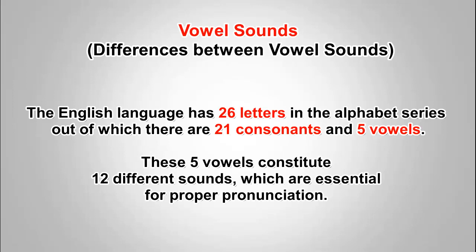Vowel sounds, differences between vowel sounds. The English language has 26 letters in the alphabet series, out of which there are 21 consonants and 5 vowels. These 5 vowels constitute 12 different sounds, which are essential for proper pronunciation.